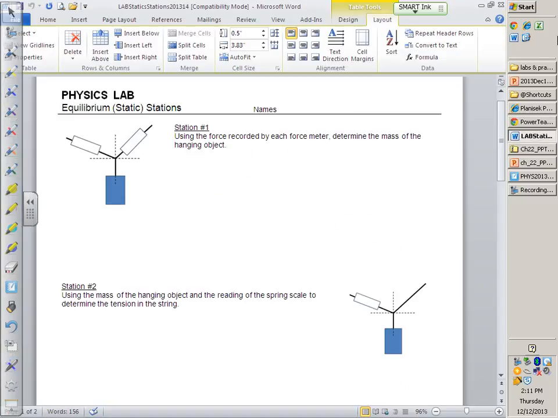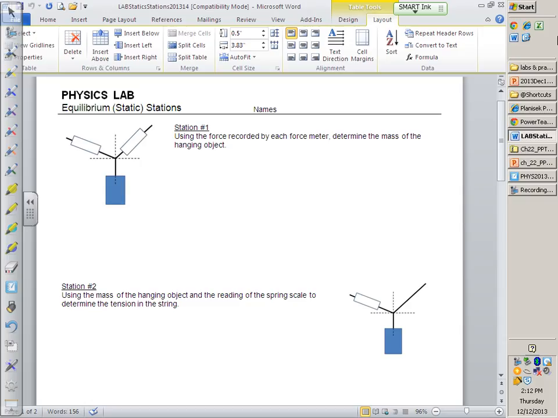Over on the other side of the room, I have set up 6 stations. At each one of those stations, there is some combination of tension, gravity, normal force, and/or friction that results in equilibrium. At each station, those masses are not moving. Therefore, they are in equilibrium. So we're going to find equilibrium on the x-axis, equilibrium on the y-axis, in order to find some specific values of forces.